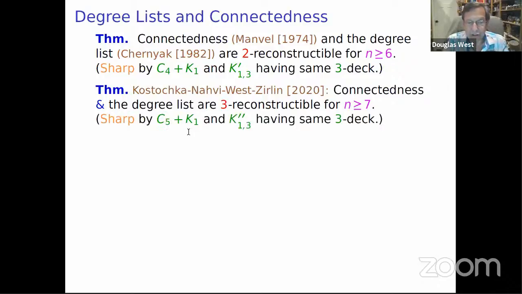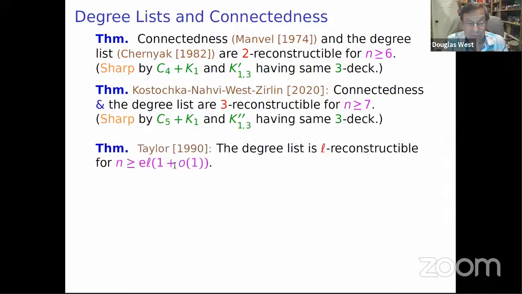This result is also sharp. If you look at a five cycle plus an isolated vertex, or the tree that you get from K1,3 by subdividing two edges, and this is a little ambiguous here, subdividing two edges or subdividing one edge twice. We'll see later, it doesn't matter. Those two trees have the same three deck, and they have the same three deck as this disconnected graph, which has a different degree list.